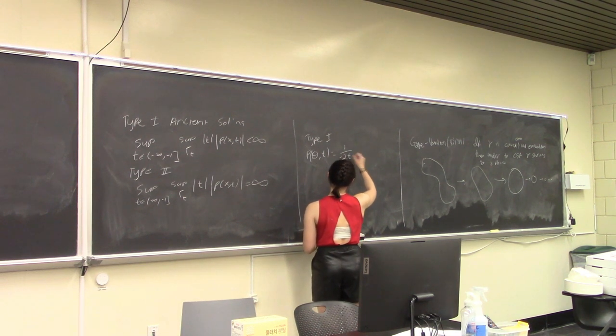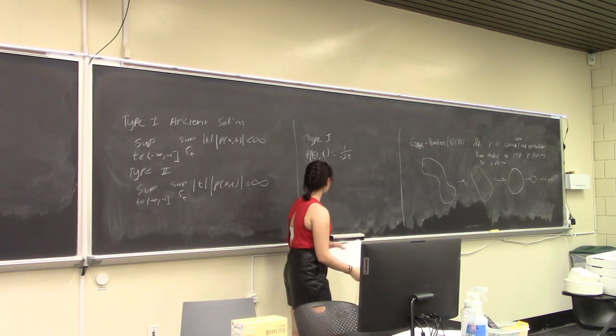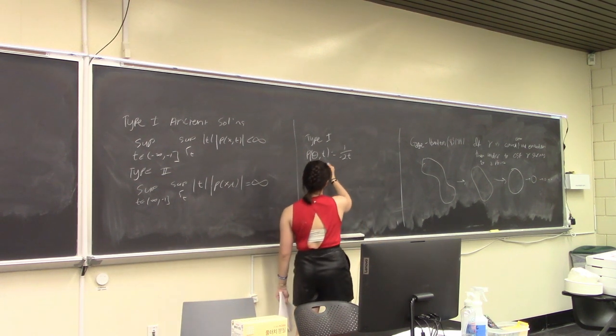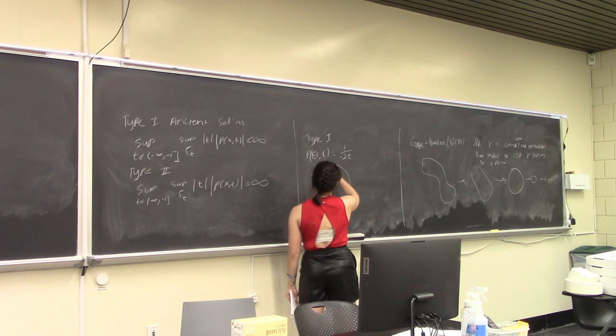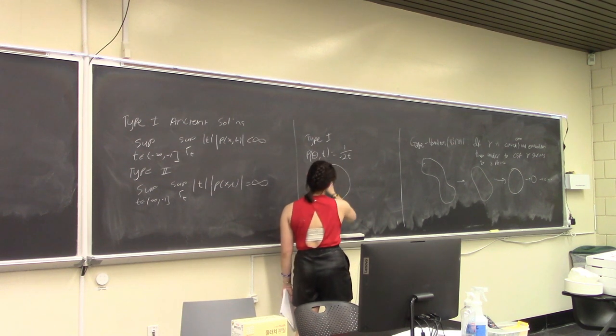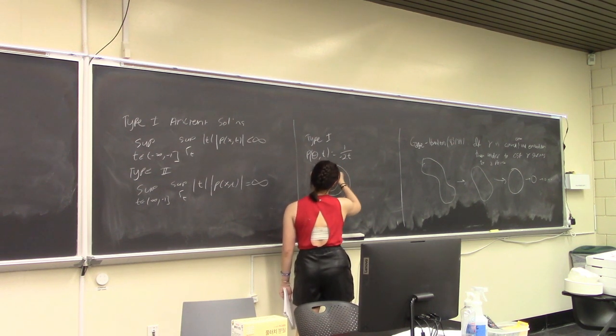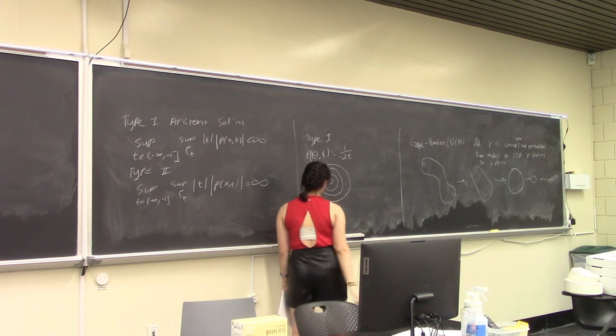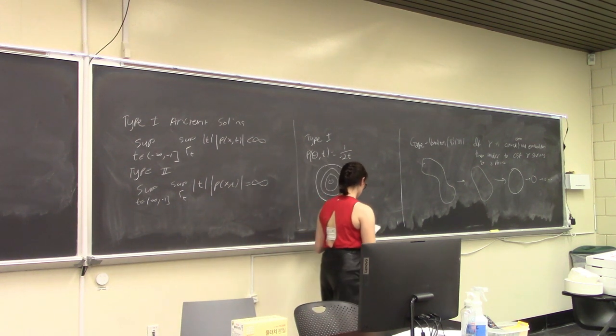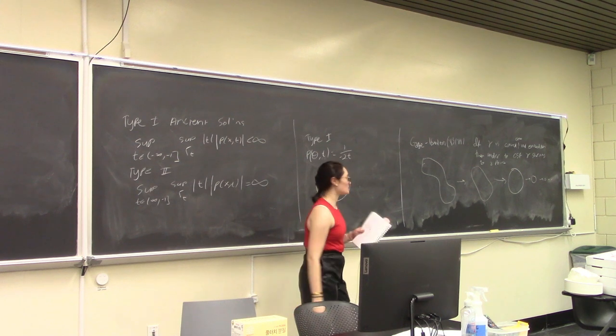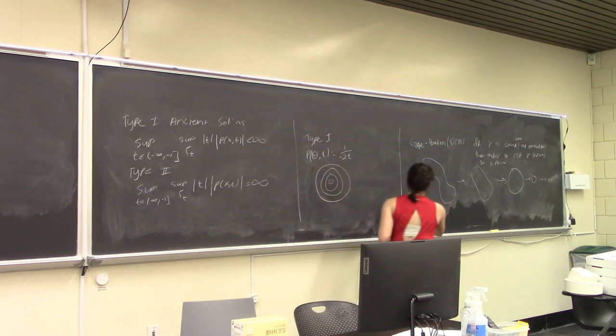Contracting circle, smaller and smaller until it becomes a single point. And then type 2 solutions correspond to something called Angenent ovals.